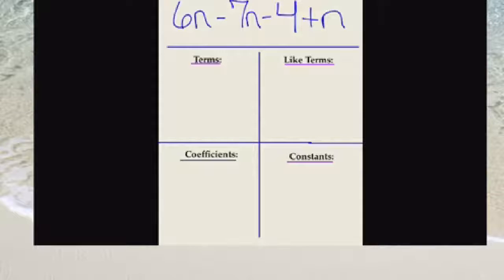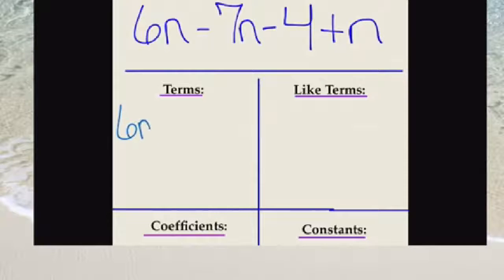We can say the terms are 6n, remember these are the parts of the expression, negative 7n, yes, that's right. Since there's a subtraction sign here, we have to group that with our 7n. So that's called negative 7n. Negative 4, once again, because the subtraction sign is in front of it. And our last term is n. So again, our terms are 6n, negative 7n, negative 4, and n, which means we have a total of 4 terms.